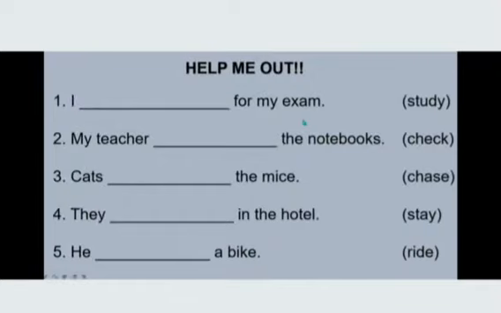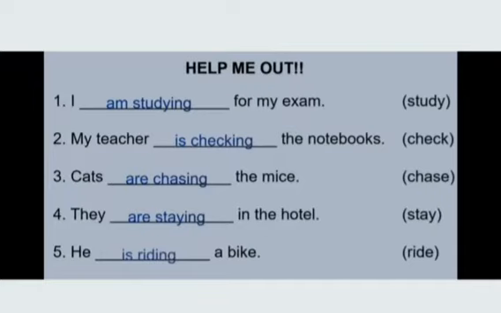Next, here I have some questions for you. First one: I dash for my exam, with a verb within brackets. Next, my teacher dash the notebooks. Number three, cats dash the mice. They dash in a hotel. He dash a bike.